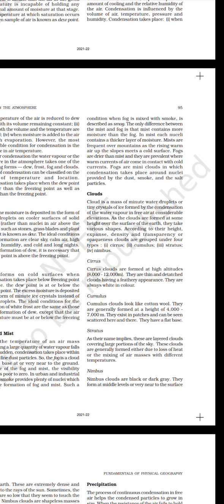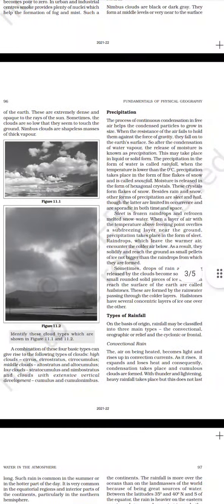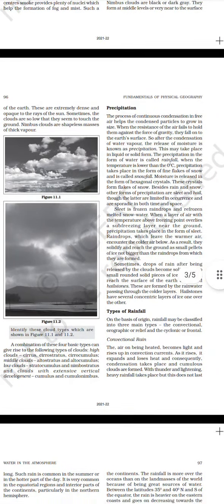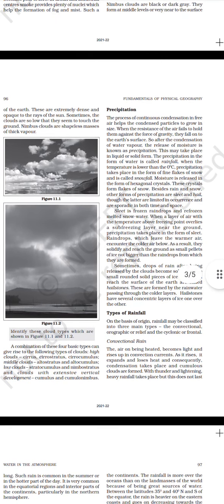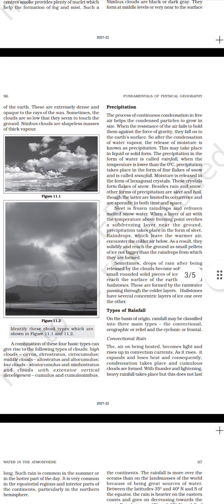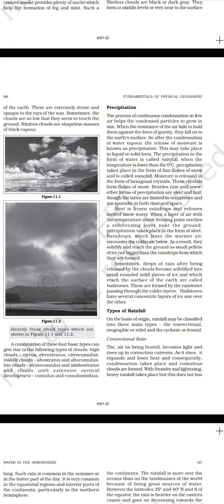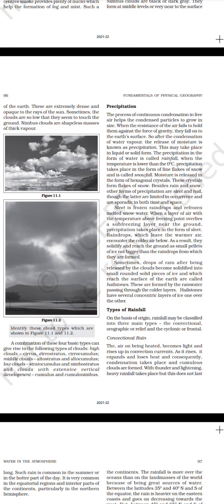Stratus, as their name implies, are layered clouds covering large portions of the sky. These clouds are generally formed either due to loss of heat or the mixture of air masses with different temperatures. Nimbus. Nimbus clouds are black or dark grey. They form at middle levels or very near to the surface of the earth. These are extremely dense and opaque to the rays of the sun. Sometimes the clouds are so low that they seem to touch the ground. Nimbus clouds are shapeless masses of thick vapor.